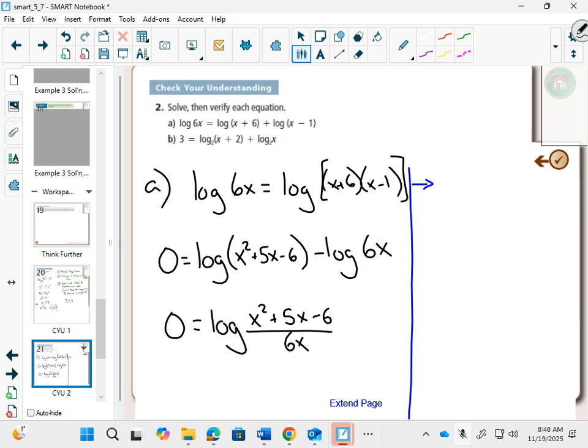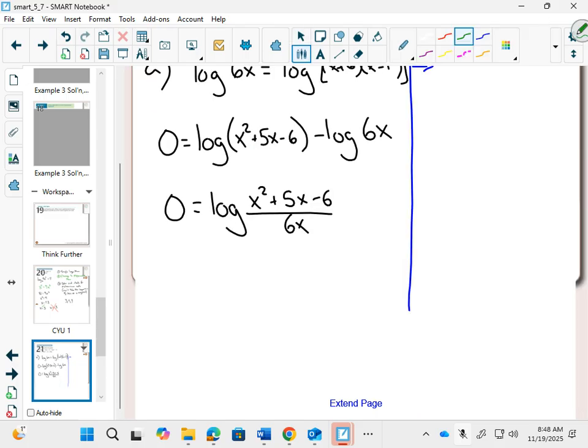You solve logarithms by changing to exponential form. So once you get a single logarithm, this is the step that you do next. This is log form. I change it to exponential form. The base is 10. The exponent is 0.